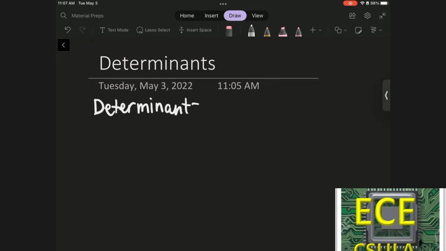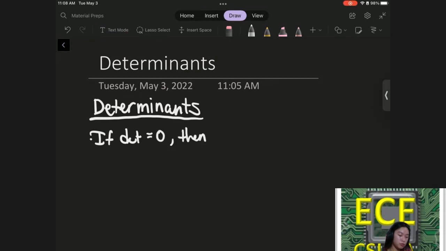Okay. So the useful thing about determinants is that it can tell us a lot about a matrix. And one of the things it can tell us is whether there is an inverse for this particular matrix. If the determinant equals 0, then there's no inverse. So let's learn how to find a determinant.